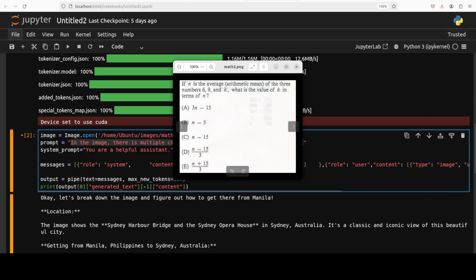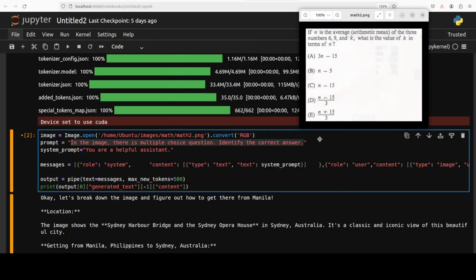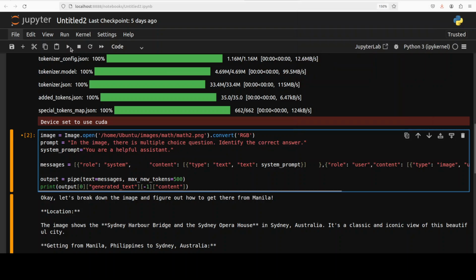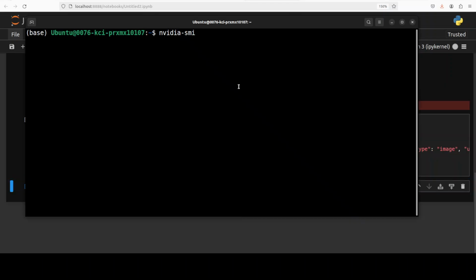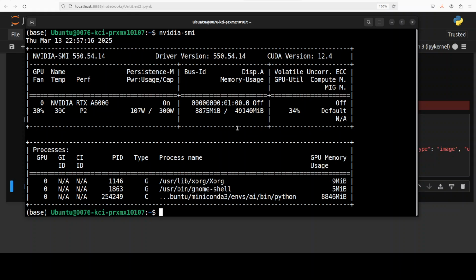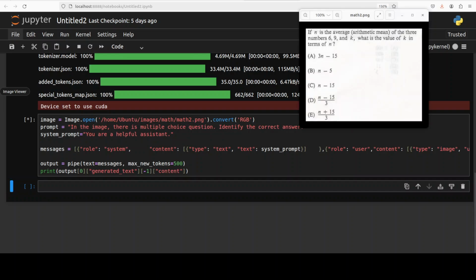Okay, next up, I'm giving it this math question in the image. It's a multiple choice question. And I am asking the model to identify the correct answer from this multiple choice question. So let's run it, and let's also check the VRAM consumption here. It is consuming just close to 9 gig of VRAM, which is not bad for a 4 billion vision model. Okay, let's see what it comes back with for the answer.